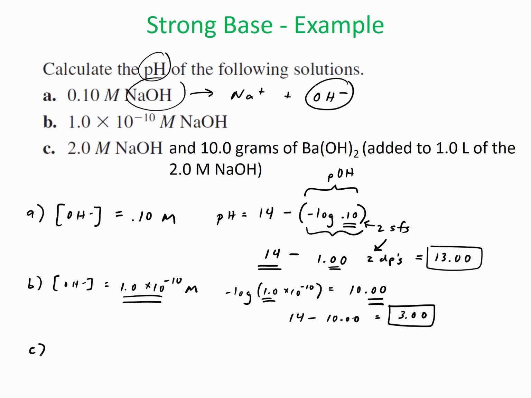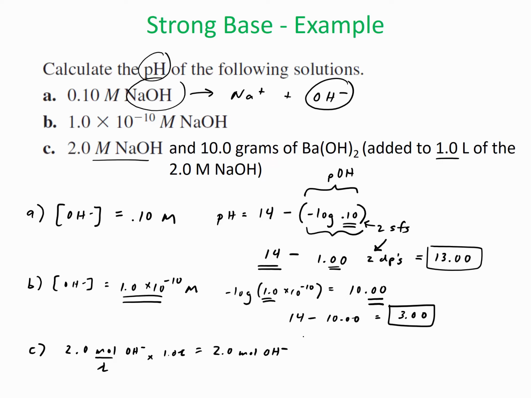So C is a mixture. I'm going to have 2 molar NaOH, and I'm going to have 10 grams of Ba(OH)2. My 2 molar NaOH is telling me I have a liter of the NaOH. So 2 molar NaOH is going to be 2 moles, just this times 1 liter.